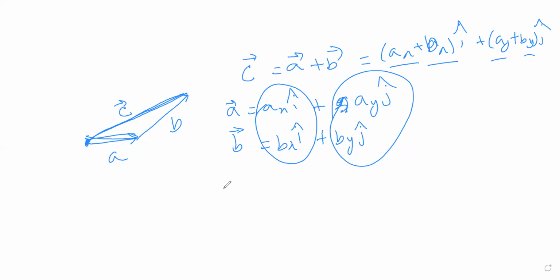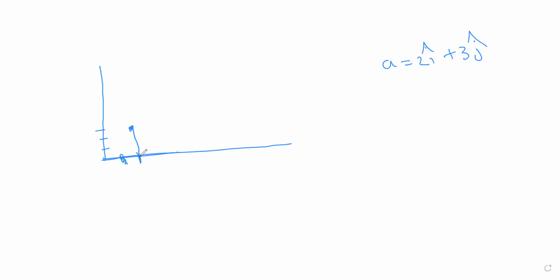So now we will see one example. Carefully watch this example, because it's important to understand the vectors clearly. Suppose our A equal to 2i hat plus 3j hat. That means we go 1, 2 this way, and 3 up. So our vector will be there. This will be our vector A, right?